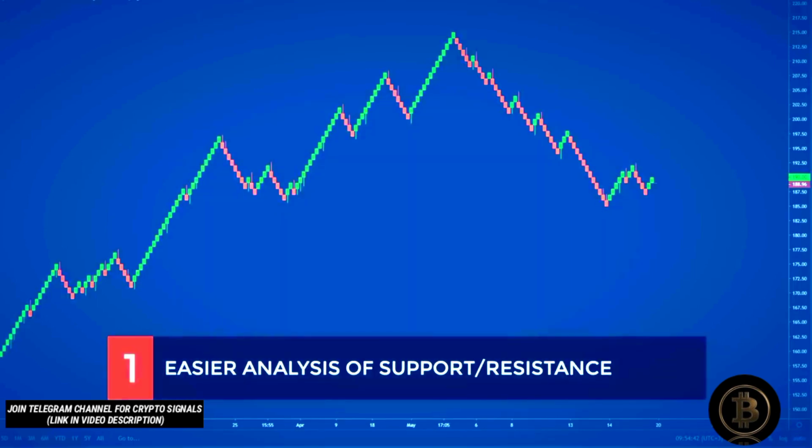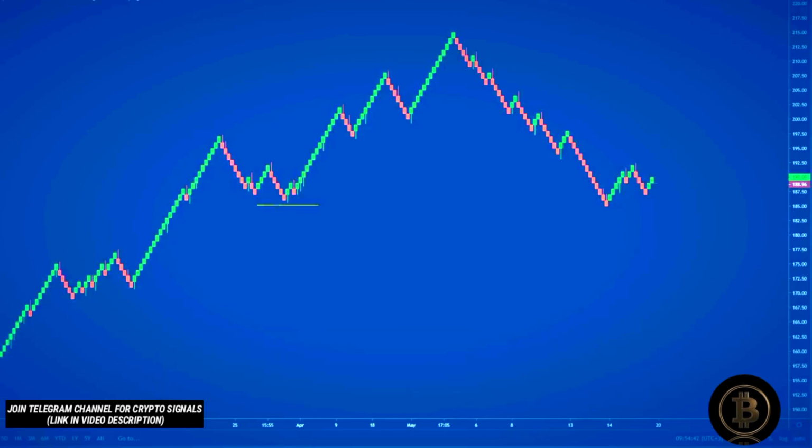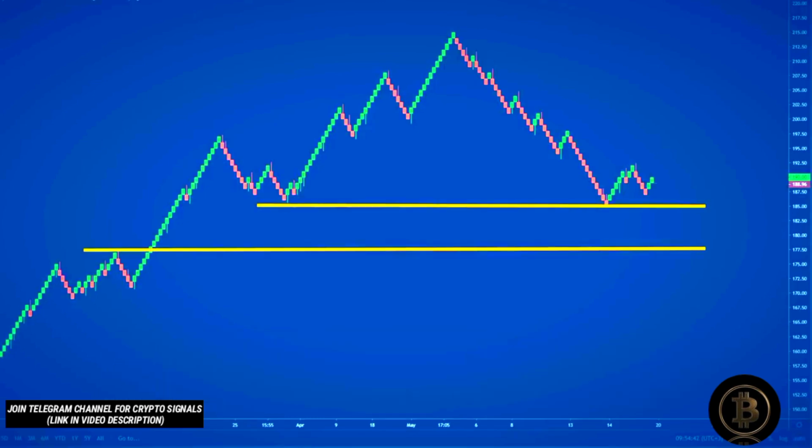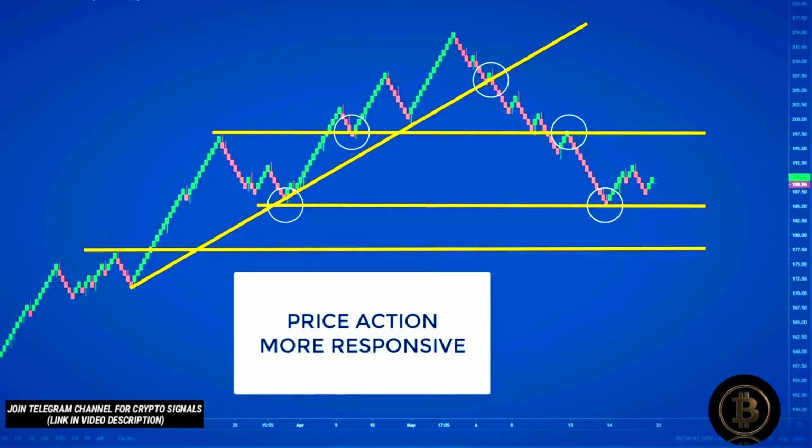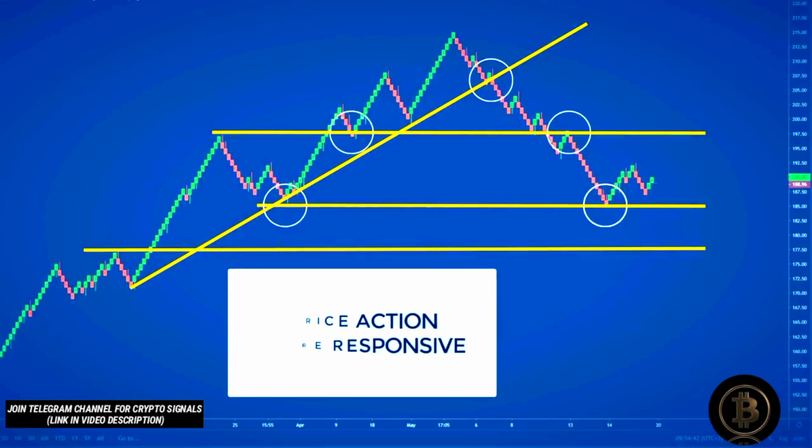First, Renko charts are very effective for traders to identify key support and resistance levels. In this chart, we noticed how simple it is to plot the support and resistance levels. And most interestingly, notice how price reacts to the support and resistance levels from the left side of the chart. By using a Renko chart for support and resistance, we can see the price action being more responsive.